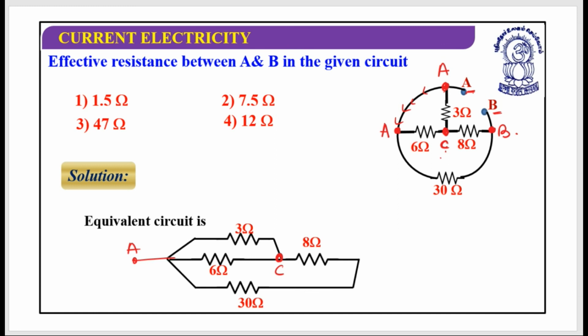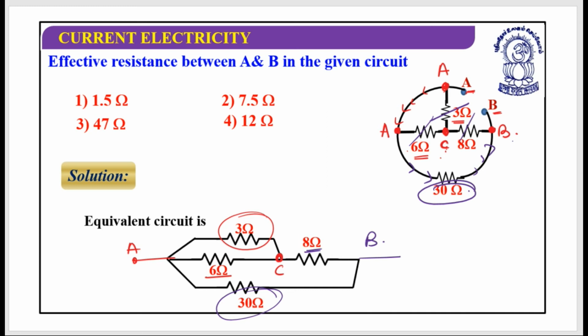From A to C I need to keep one resistance, which is 3 ohm. From A to C again I need to keep one more resistance, which is 6 ohm. All those resistances which have been drawn can be cancelled out. And from C to B, let's say this is B, it's an 8 ohm. And from A to B, if you move through this path, it is a 30 ohm resistance. So this is all you need.